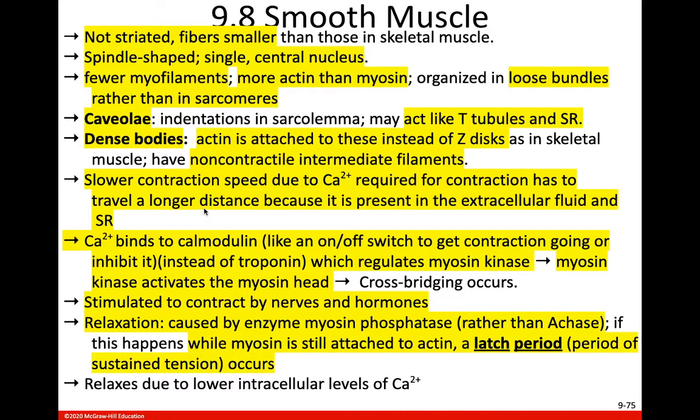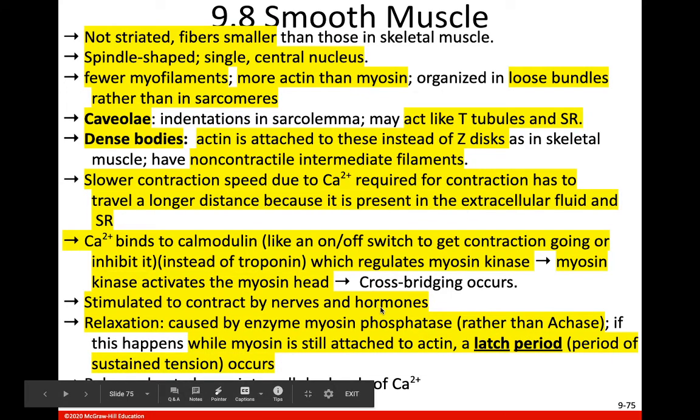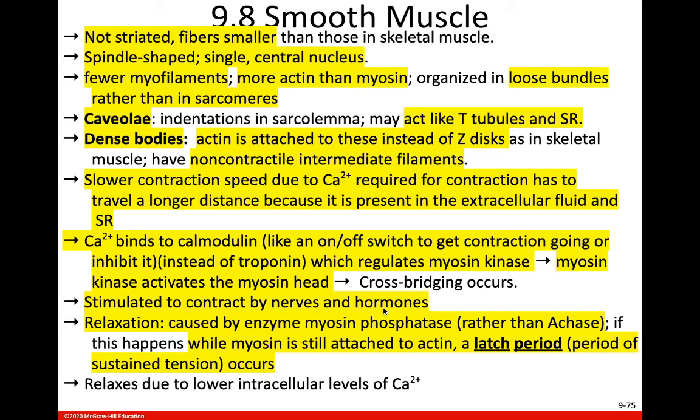Also, remember that our skeletal muscles are stimulated to contract by nerve cells, by motor neurons. Smooth muscle can be stimulated to contract not only by nerve cells, by neurotransmitters like acetylcholine coming from nerve cells, but it can also be stimulated to contract by hormones that are being released by glands of our endocrine system.